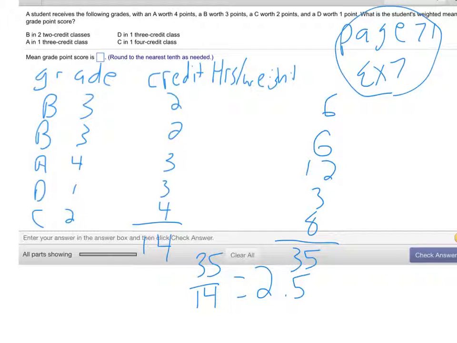In that one, instead of your grade, you have this value, and you have your weight, then your grade times your weight, and then you want to do that quotient. They call this a weighted mean, and in this context, GPA.